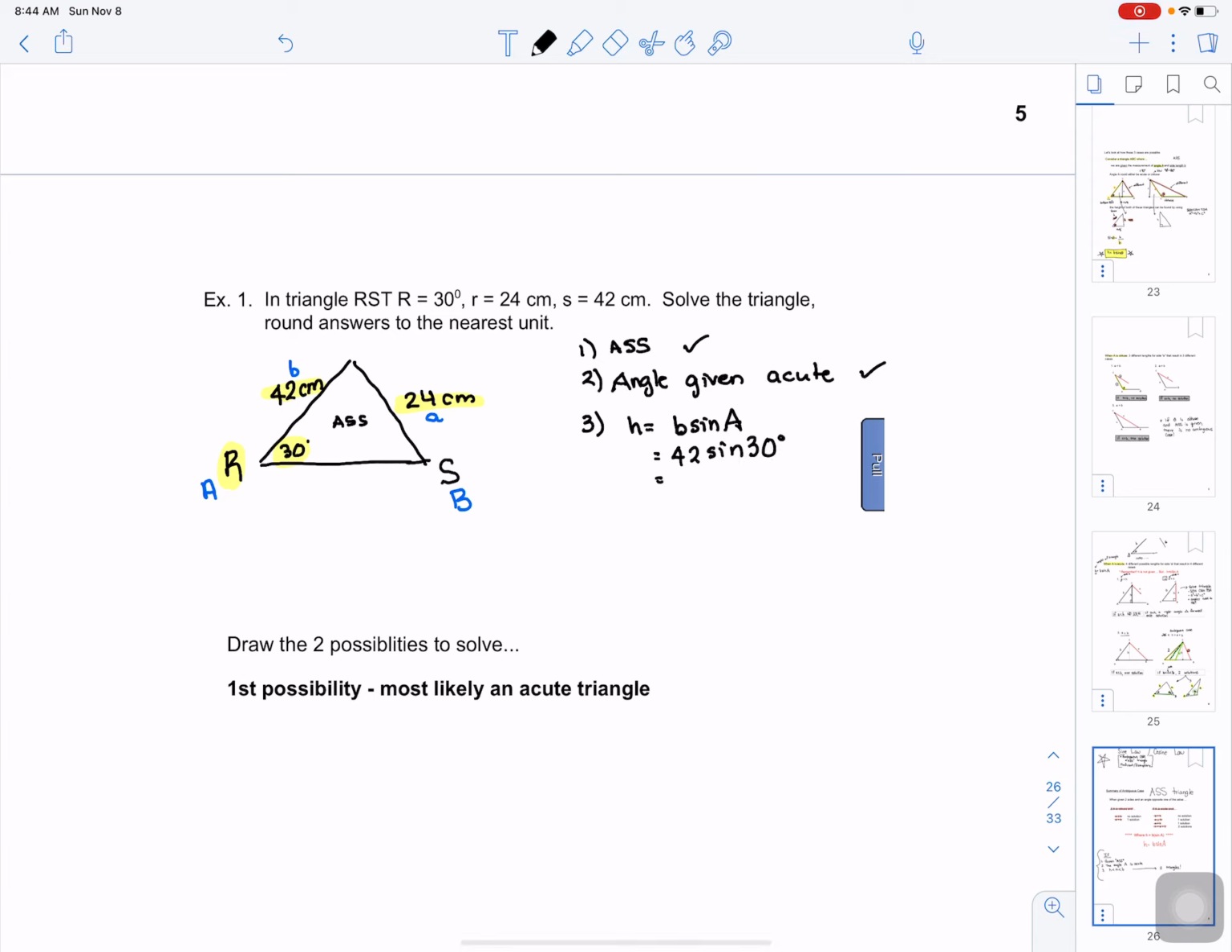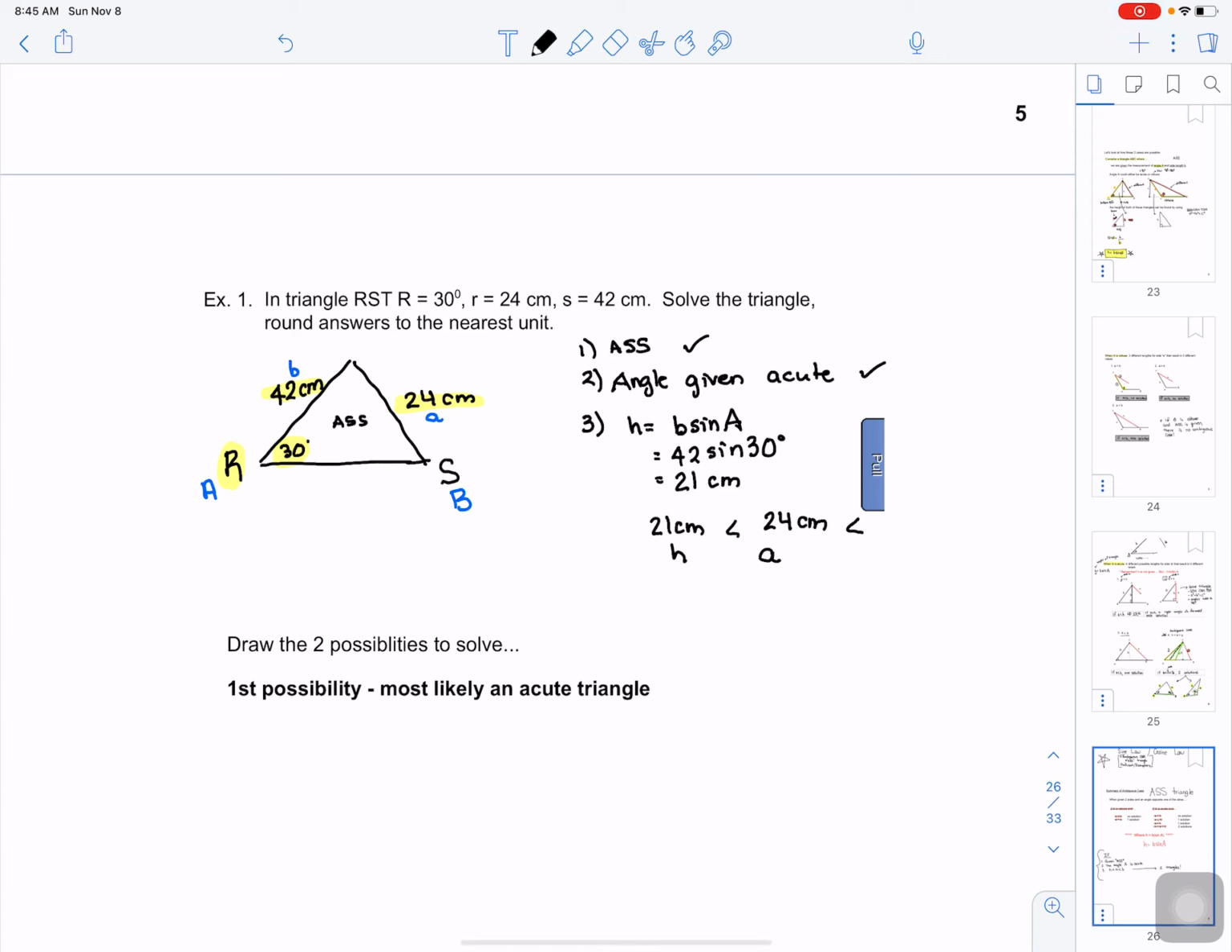And I'm going to calculate this value. So you put 42 times sine 30 in your calculator. Make sure your calculator is in degree mode. And I get this to be 21 centimeters. Okay? So now what I want to do is look. H is 21 centimeters. I want to put my A over here. My A is 24 centimeters, so this is bigger.